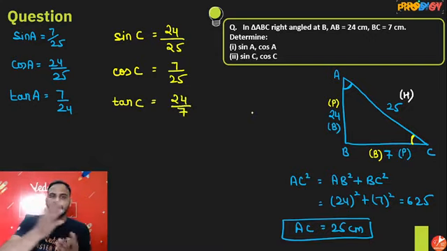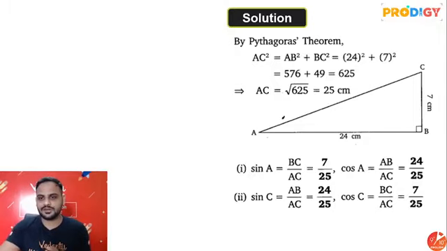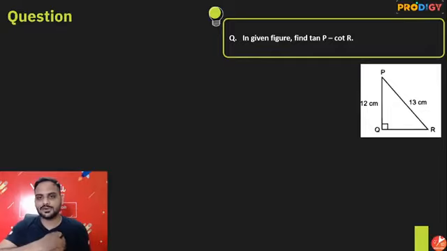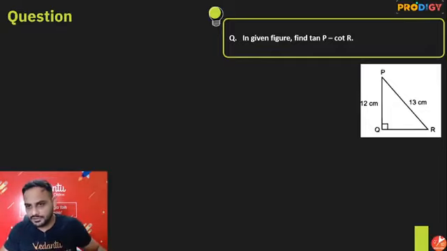Okay, so this is how you can find out all the results. Easy question, beta. Okay. Next question. In the given figure, find the value of tan P minus cot R. Chalo, tan P. This is the value of P and cot R over here.